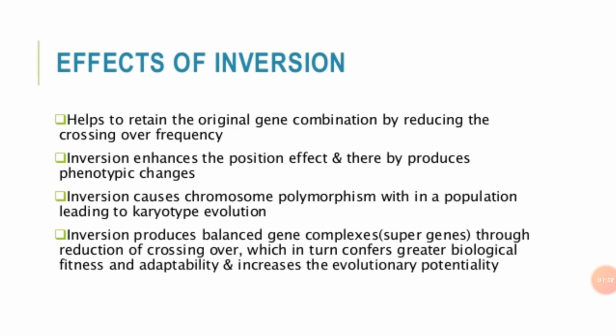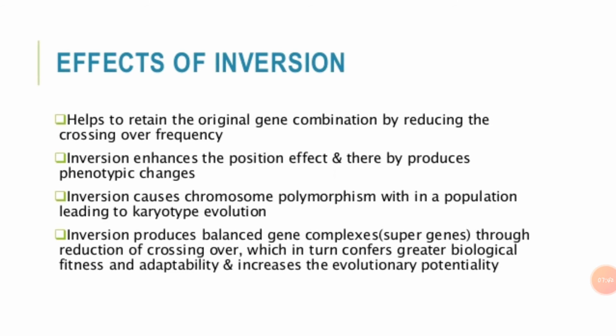Now we'll see the effects of inversion. Genetic effects of inversion: first is sterility, then crossing over suppression. Inversion helps to retain the original gene combination by reducing the crossing over frequency. Inversion enhances position effects and thereby produces phenotypic changes. Inversion causes chromosome polymorphism within a population, leading to karyotype evolution.